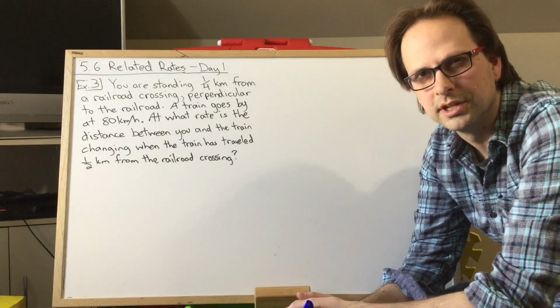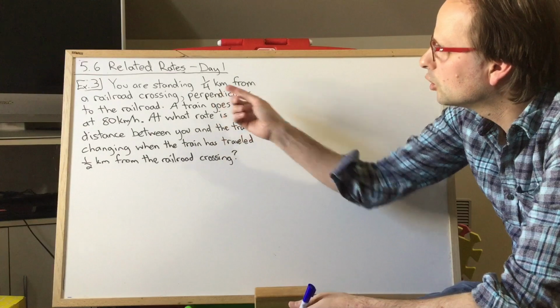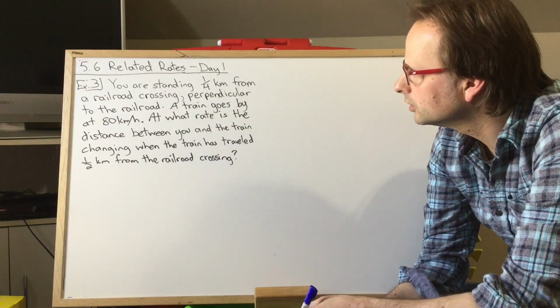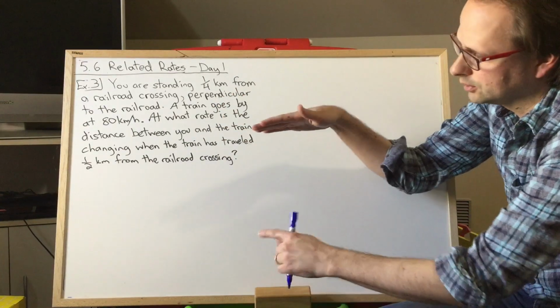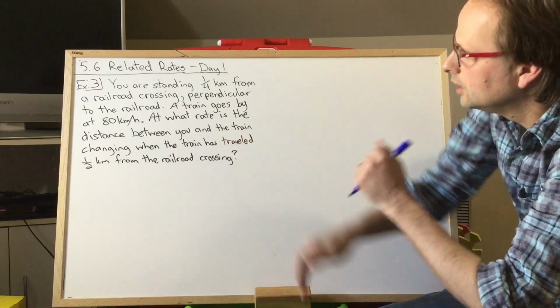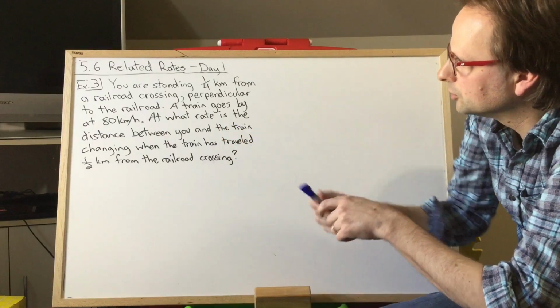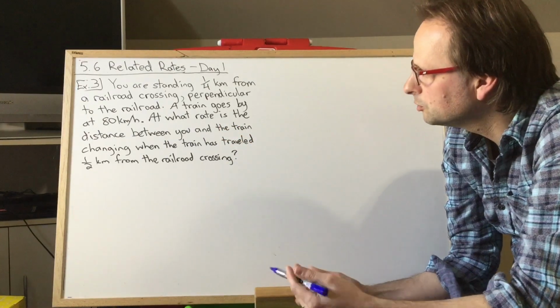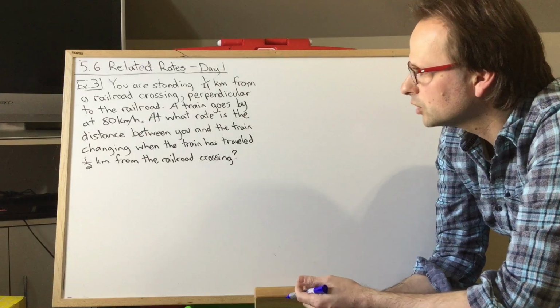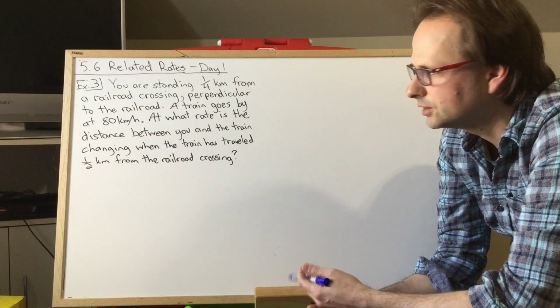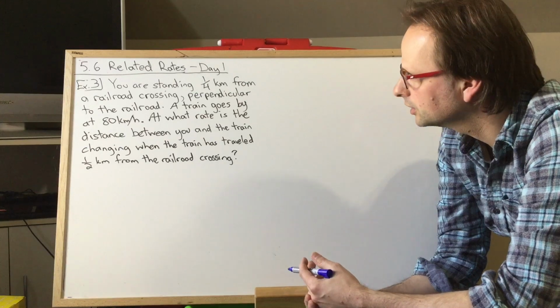Here's our last question for today. You're standing a quarter kilometer from a railroad crossing perpendicular to the railroad. So here's you, here's the railroad. The train goes by at 80 kilometers an hour. At what rate is the distance between you and the train changing when the train has traveled a half kilometer down the track from the railroad crossing?